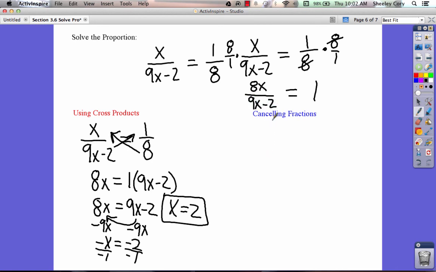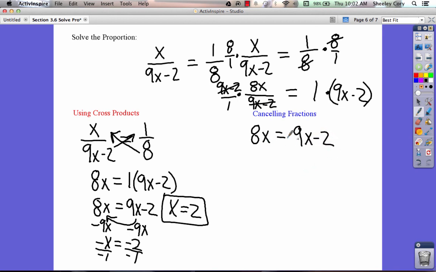Now we need to cancel this fraction, so you multiply by the stuff in the denominator, which is 9x minus 2. Okay, so you multiply this side by 9x minus 2. Remember, doing it to the whole side here. So this cancels, and we're left with 8x equals 1 times 9x minus 2. We know when we distribute that, it's not going to change it, so it's 9x minus 2.